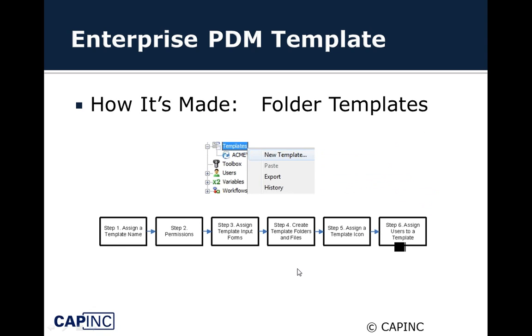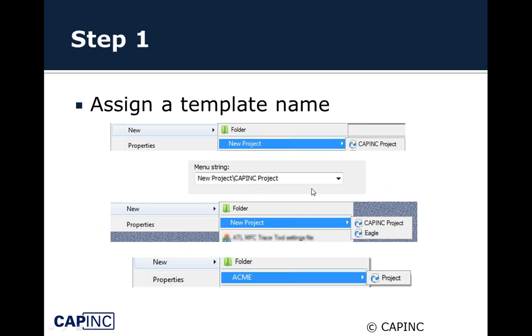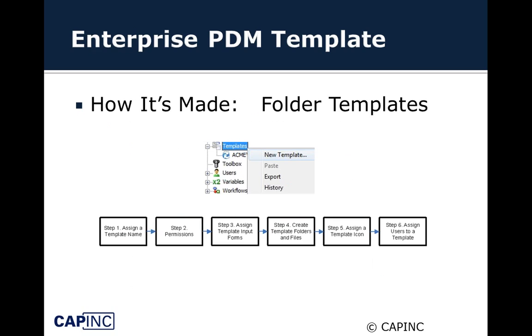All right, where are we? So step one. First, we would right-click on the templates node from inside the EPDM administration tool. Select new template. Easy enough. And then these are the 6 steps that we're going to go through. The template creator is a little 6-step wizard. And I'll go through each one of those steps with you.